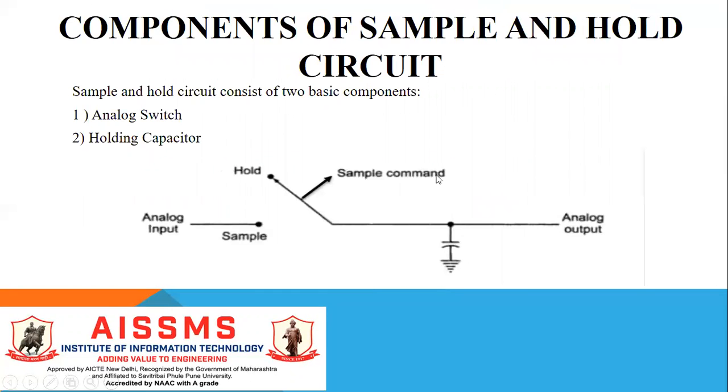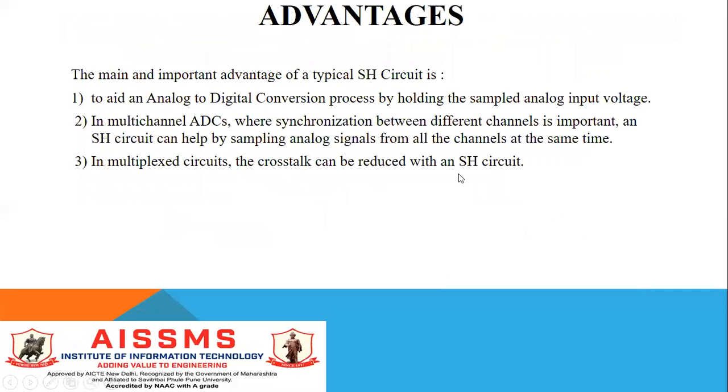The components of a sample and hold circuit are nothing but a simple analog switch and a holding capacitor. Both of them function together to sample the particular signal for the specific duration of time, and the holding capacitor holds the previous signal till the next signal arrives. So this is how the sample and hold circuit basically functions.